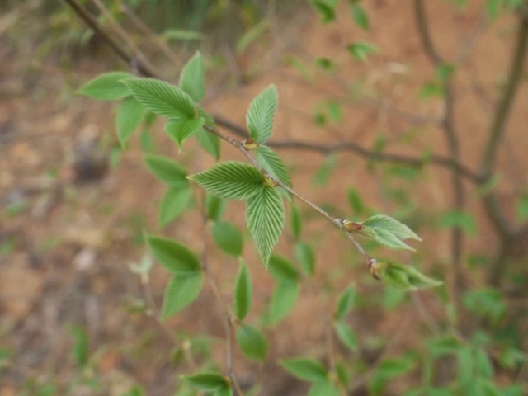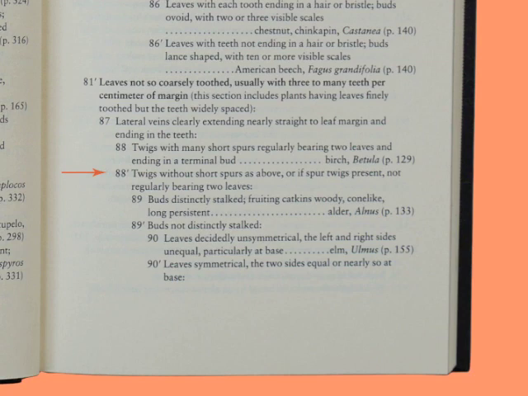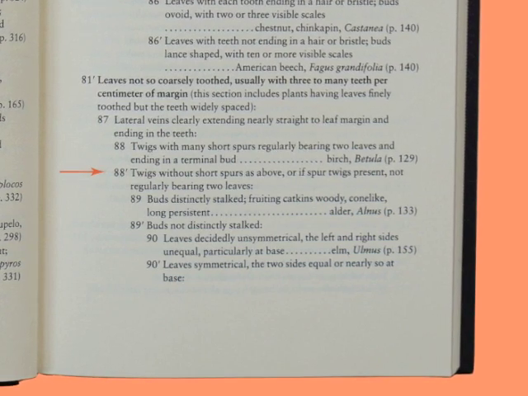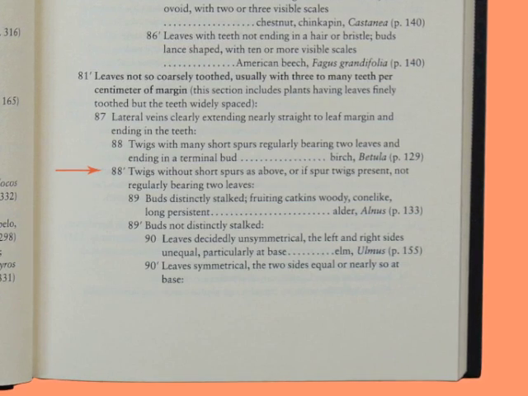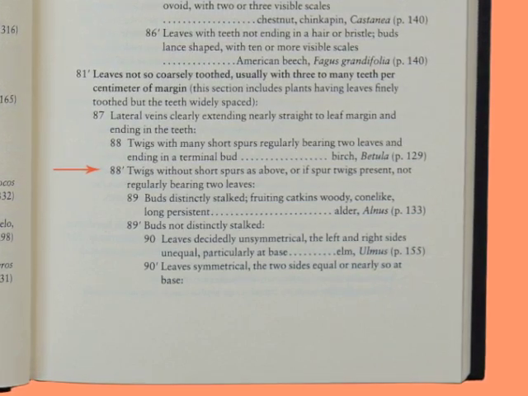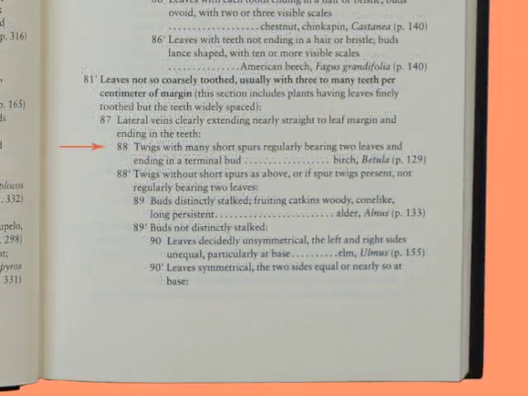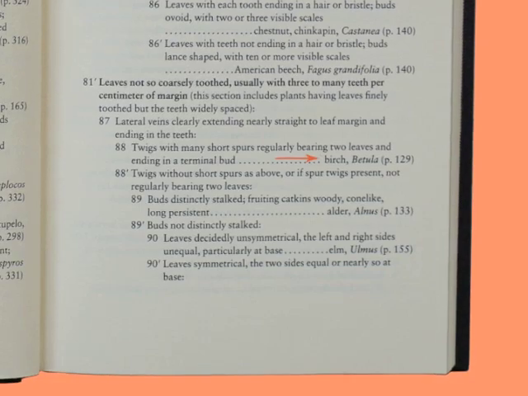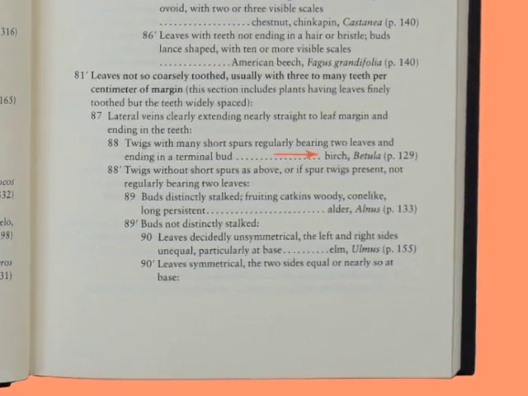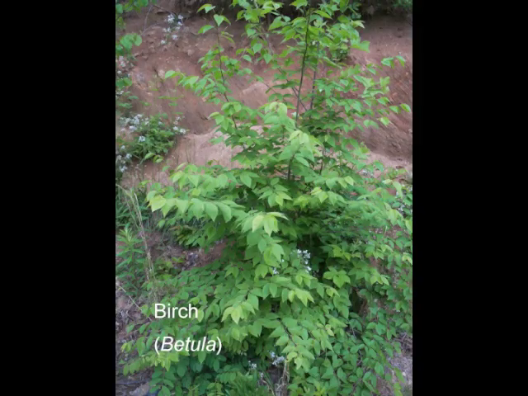Just to be sure, let's check out the other side of the pair. Key number 88 prime reads, twigs without short spurs as above, or if spur twigs present, not regularly bearing 2 leaves. Okay, so we're going down the path of key 88. The result presented in key 88 is birch, Betula genus, which is on page 129. Cool, we're getting close.